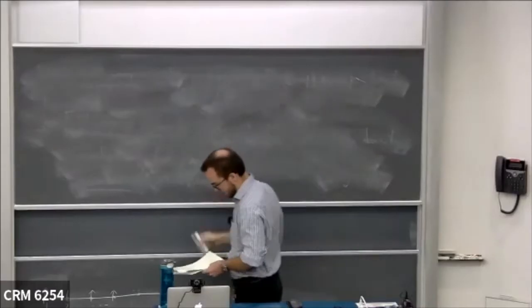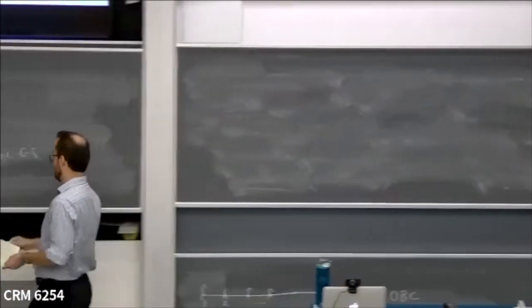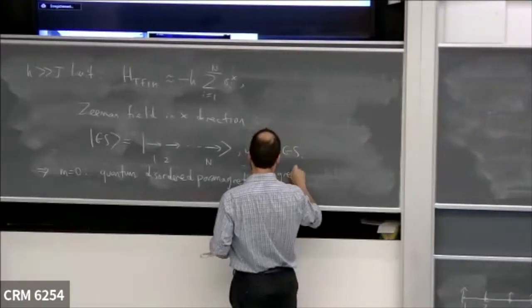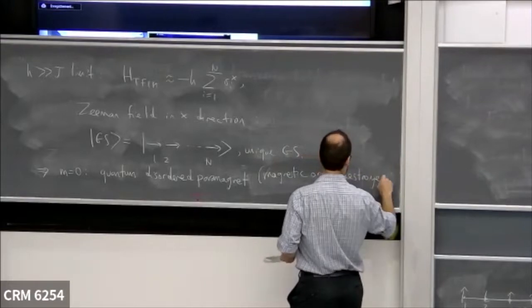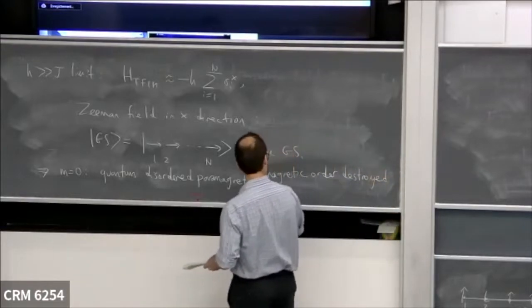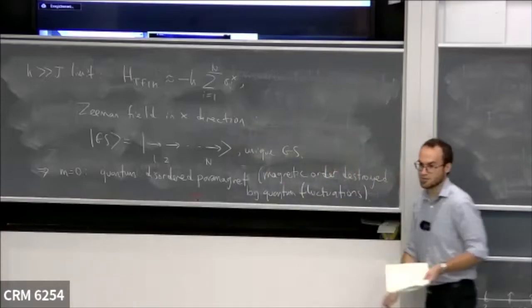So, in this case we have magnetic order that is destroyed by quantum fluctuations. That much we agree on. Good, people are paying attention.